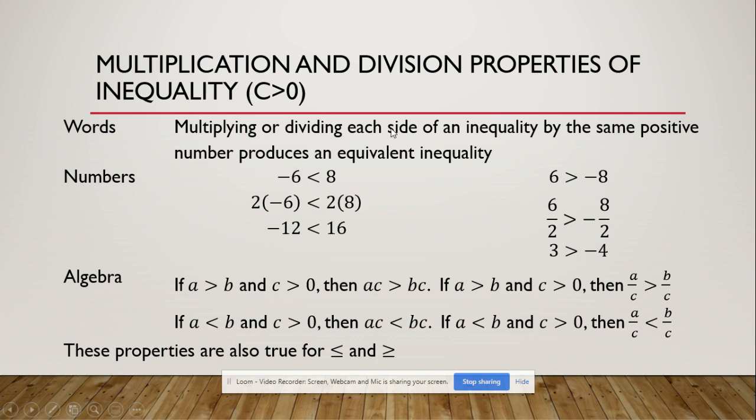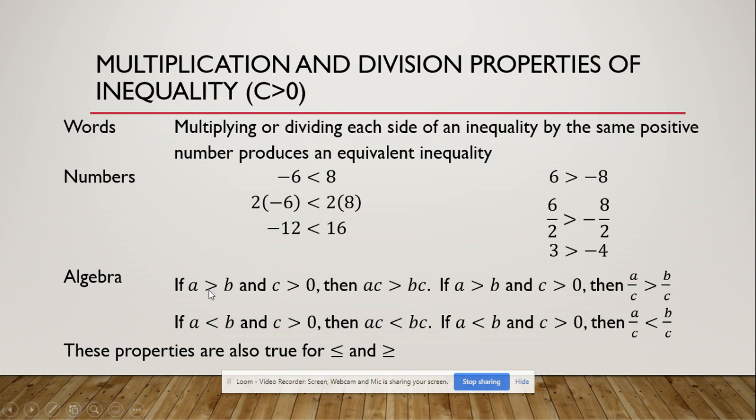When we multiply or divide each side of an inequality by the same positive number, it produces an equivalent inequality. Using numbers, we've got -6 is less than 8, which is absolutely true. If I multiply both sides by a positive number, in this case 2, -6 times 2 is -12, 2 times 8 is 16, and the same relationship still exists: -12 is less than 16.